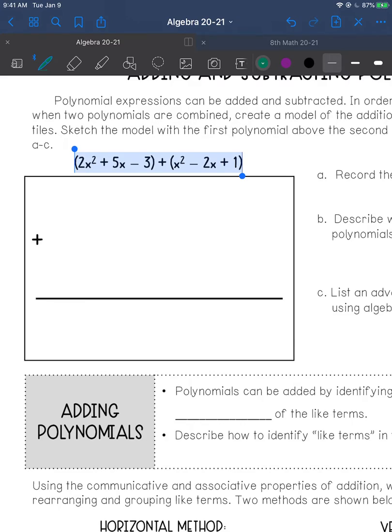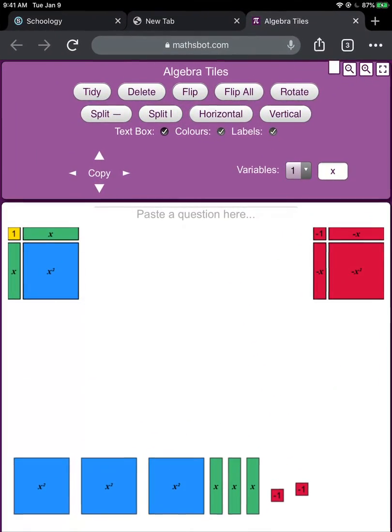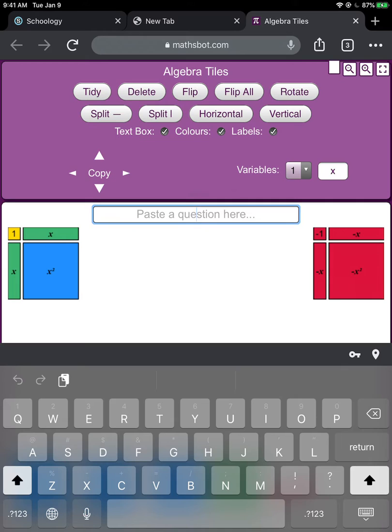Copy. Paste. Boom. 2x squared. Well, it doesn't do the exponents, but we can figure that out. 2x squared plus 5x minus 3 plus x squared minus 2x plus 1.